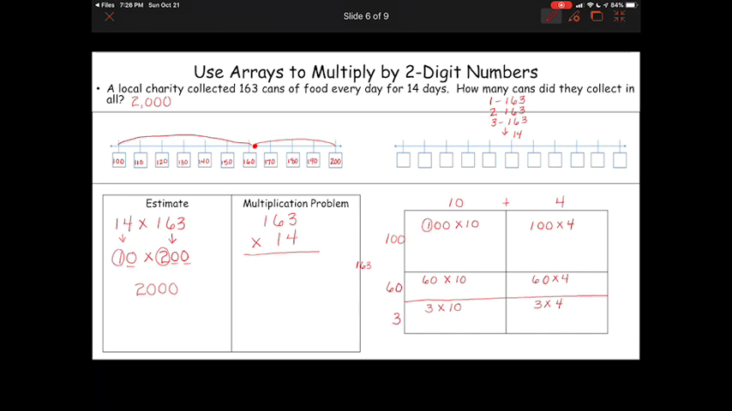Look for the basic fact. 1 times 1 is 1. 1, 2, 3 zeros in my factors, 1, 2, 3 zeros in my product. 1 times 4 is 4. 1, 2 zeros in my factor, 1, 2 in my product. 6 times 1 is 6. 1, 2 zeros in my factors, 1, 2 in my product. 6 times 4 is 24. 1 zero in my factor, 1 in my product. 3 times 10 is 30, and 3 times 4 is 12.